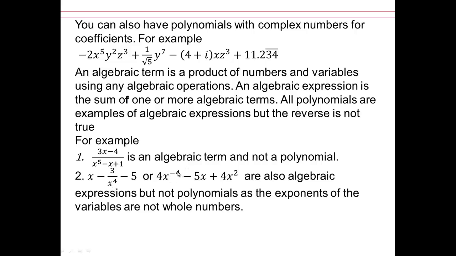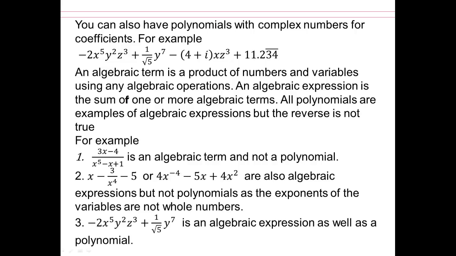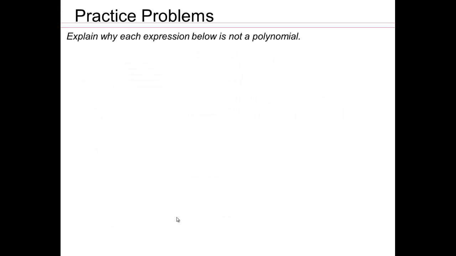Here we have an integer exponent, a negative exponent, and that's not allowed for polynomials because you need whole number exponents. Okay, how about this one? This is a polynomial because you have coefficients and you have variables raised to whole number powers. So that one is an algebraic expression that's also a polynomial. So a polynomial is a special case of algebraic expression.